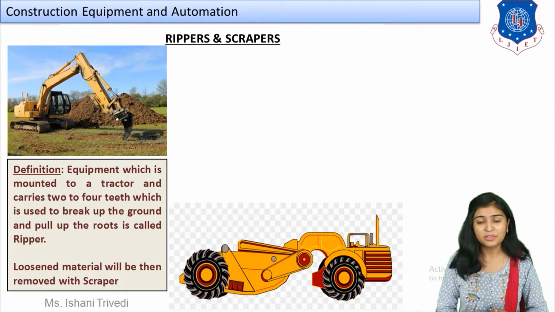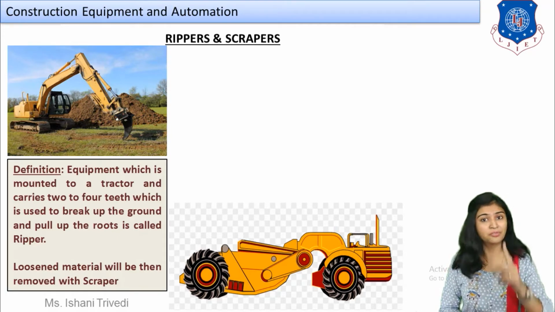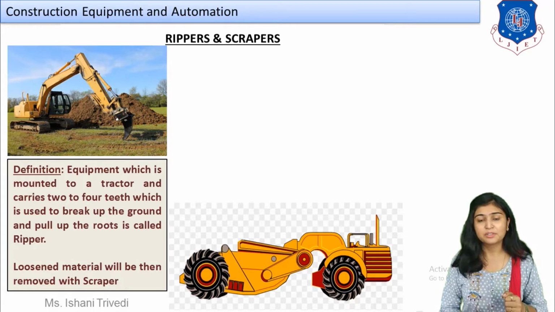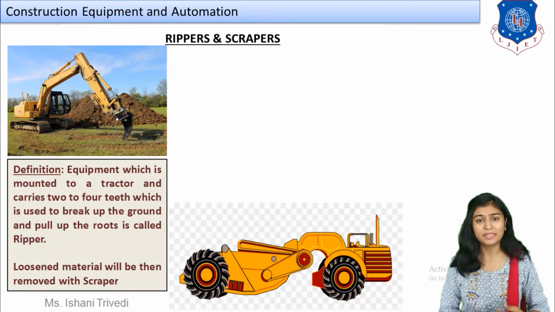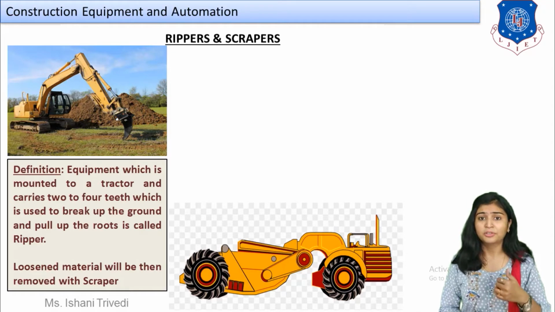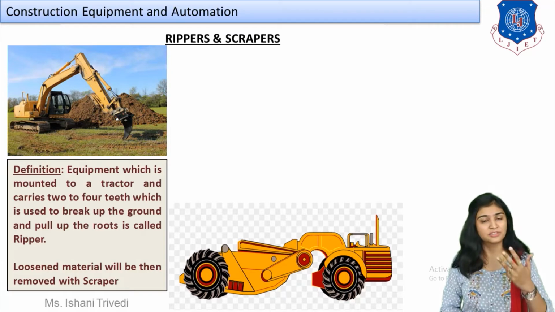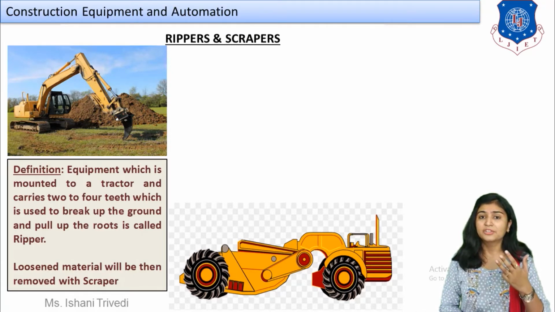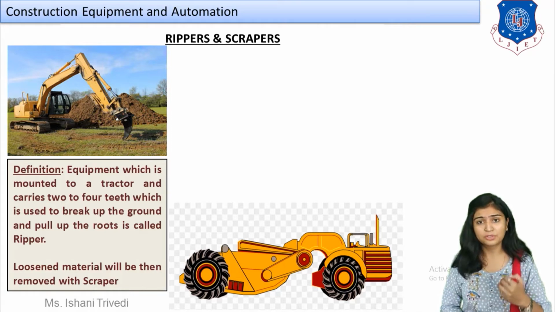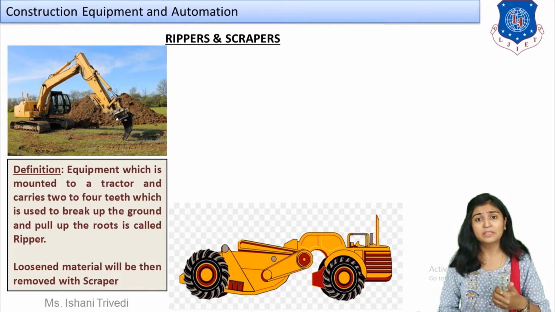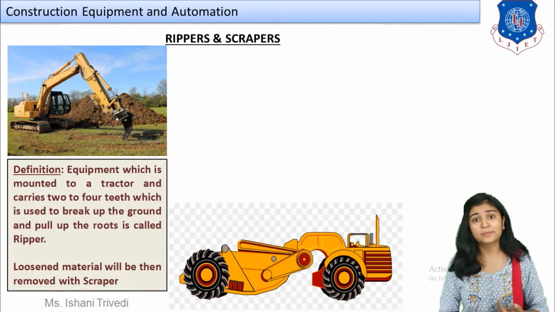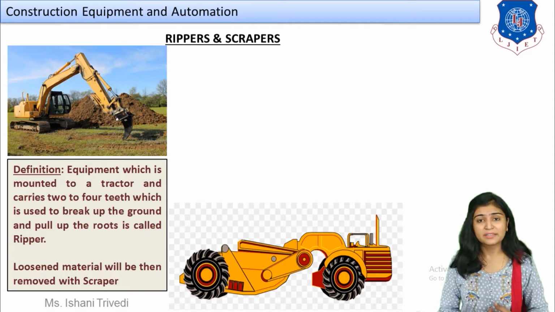Can you see it in the image over here? In the very first image on your left, you can see that it is mounted with 1 tooth, right? The blade which you can see mounted, we are going to call it teeth. And that is your example of a ripper. So it is equipment mounted to a tractor with 2 to 4 teeth, in general 3 teeth, and it is used to break up the ground and pull up the roots. So we are not only dealing with boulders or rocks, we are also breaking up the roots of the plants present inside. So to rip off everything we use the equipment called rippers, right?